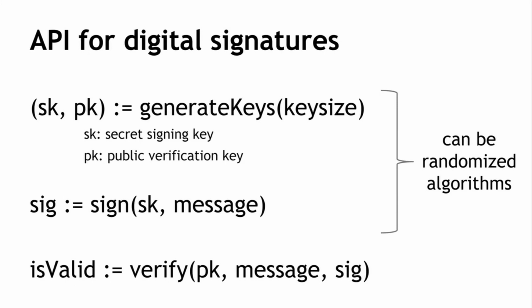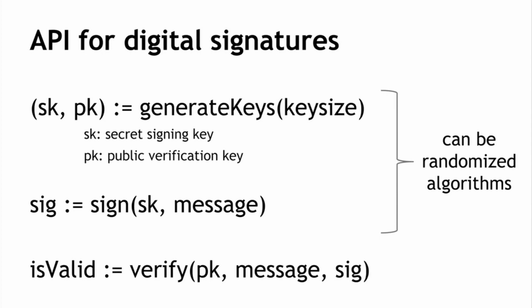SK will be a secret signing key. This is information you keep secret that you use for making your signature. And PK is a public verification key that you're going to give to everybody and that anybody can use to verify your signature when they see it. Okay. The second operation is the sign operation. So the sign operation, you take your secret signing key and you take some message that you want to put your signature on, and it returns sig, which is a signature. It's just some string of bits that represents your signature.